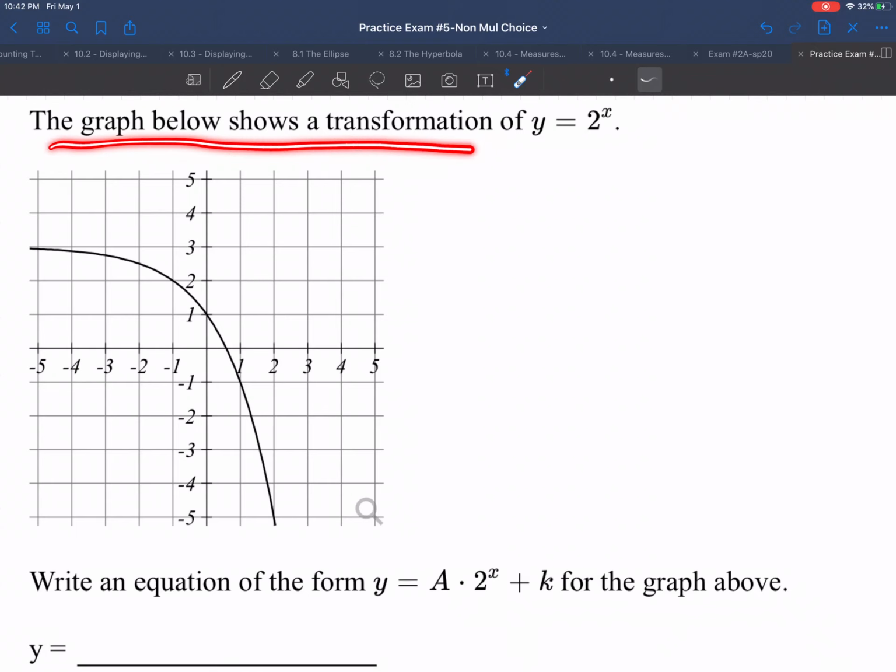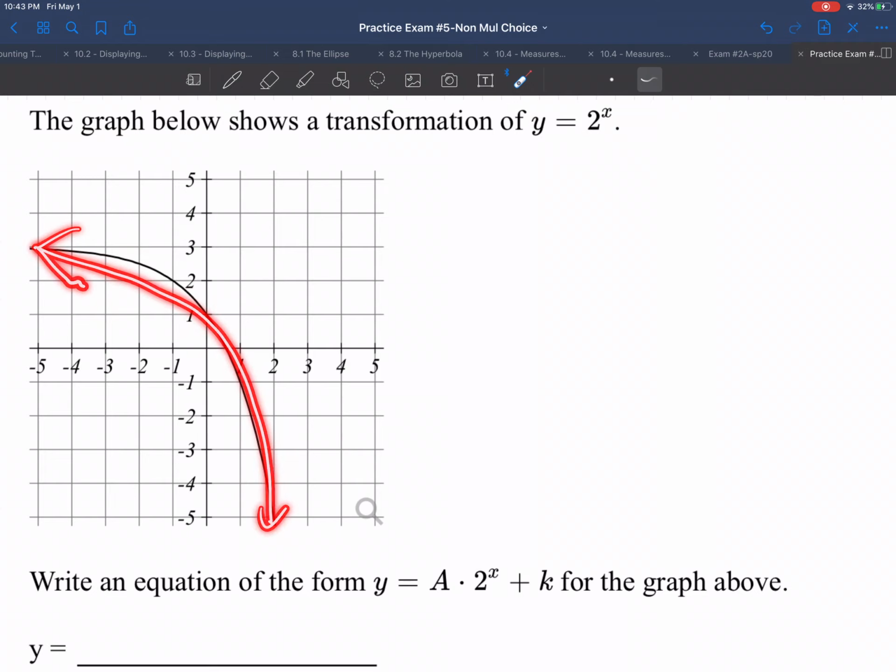The graph below shows a transformation of y equals 2 to the x. So this graph right here, we can see it's exponential, isn't it? It's clearly exponential because those always rocket up or down. This one goes down on one side, flattens out on the other. So they're giving us the general form right here.